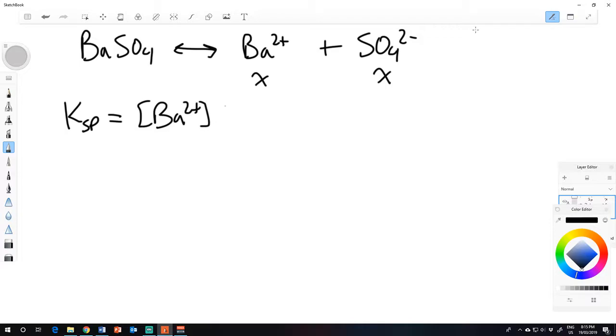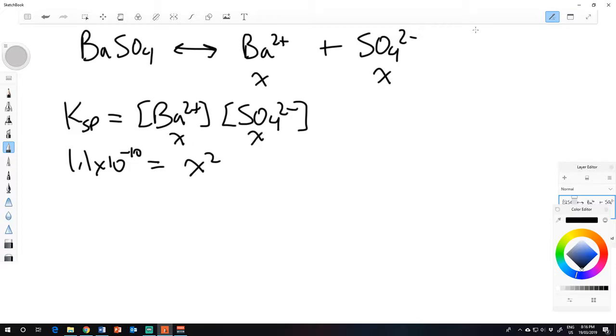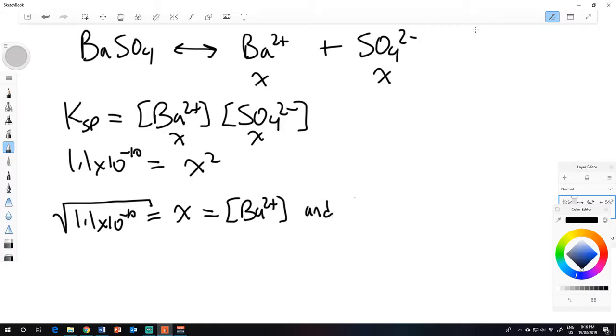Concentration of barium 2 plus times concentration of sulfate 2 minus. And then for barium sulfate, I have the KSP for that. It's 1.1 times 10 to the negative 10 equals x squared, because these are all x's. So this will allow me to calculate what the x is. X will just be the square root of 1.1 times 10 to the negative 10. This also happens to be the concentration of the barium 2 plus and the concentration of the SO4 2 minus.